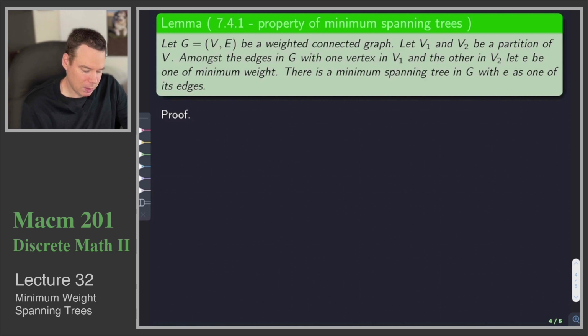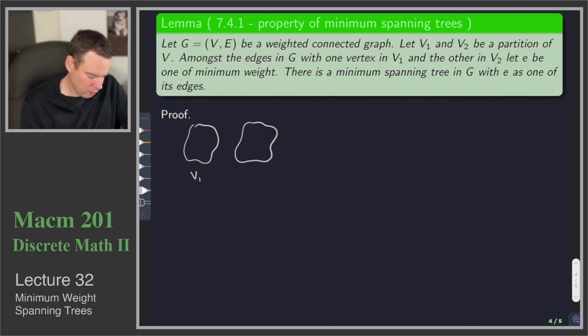So the main property that minimum spanning trees have is the following. If we split up the vertex set into 2 sets, so we partition the vertices into V1 and V2, amongst all of the edges with one vertex in V1 and the other in V2, let's let E be the one of smallest weight. It turns out that there is a minimum spanning tree that uses E as one of its edges. So here's the picture. This isn't a complete picture, but this is the idea we'll have in mind, and then we'll prove this without really relying on the picture.